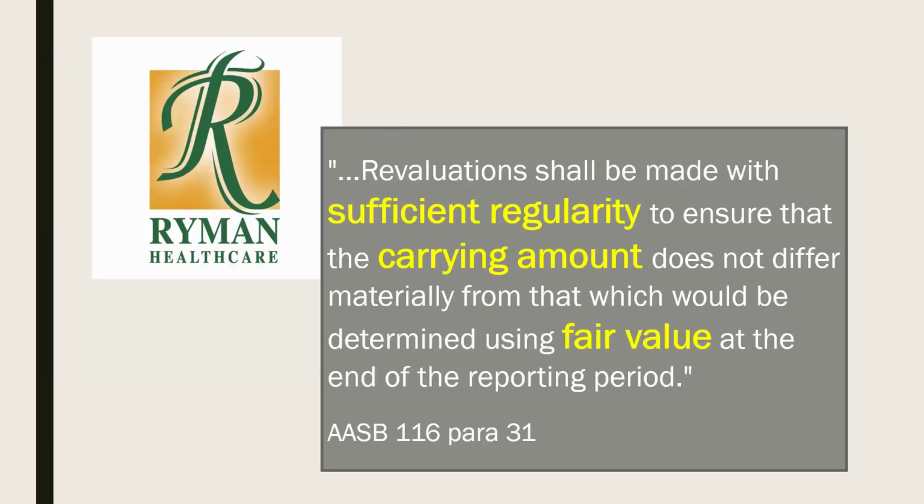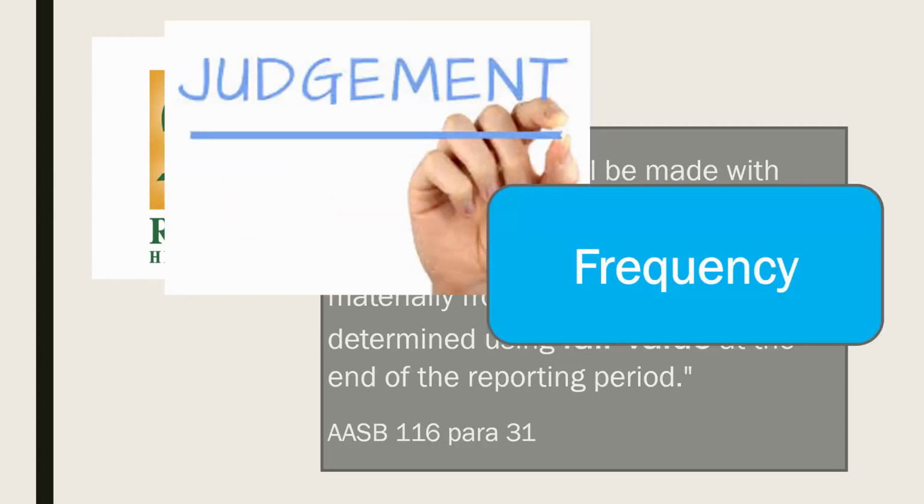If a firm uses the revaluation model for a class of property, plant and equipment, as Ryman Healthcare does for its freehold land and buildings, then revaluations shall be made with sufficient regularity to ensure that the carrying amount does not differ materially from that which would be determined using fair value at the end of the reporting period. When using the revaluation model, it is a question of judgment for a firm as to how frequently it revalues items of property, plant and equipment.